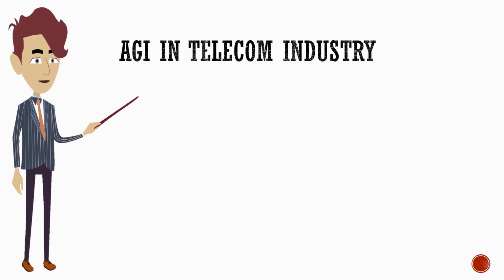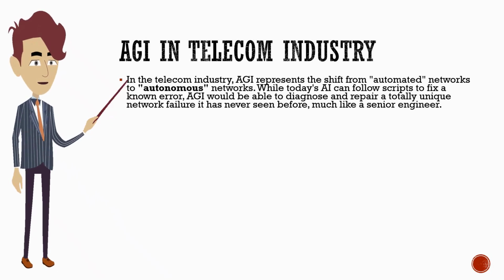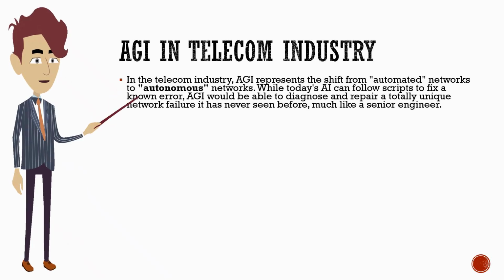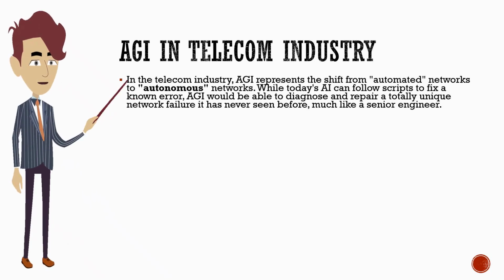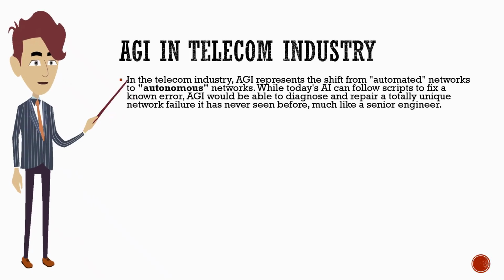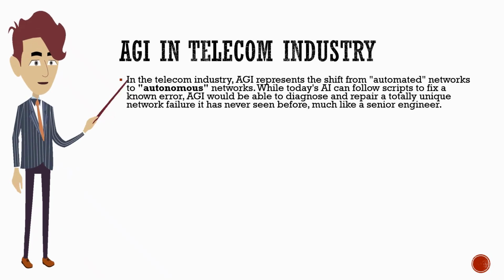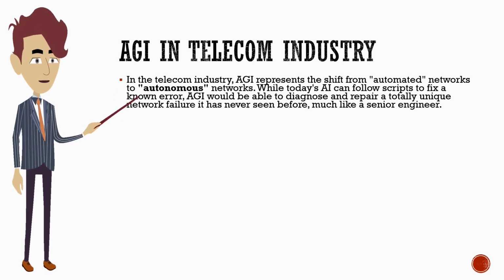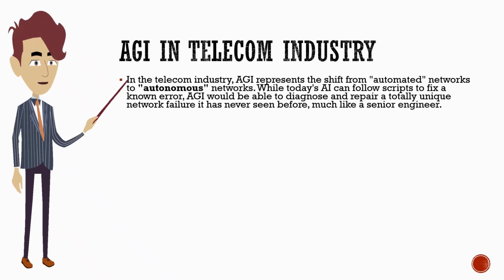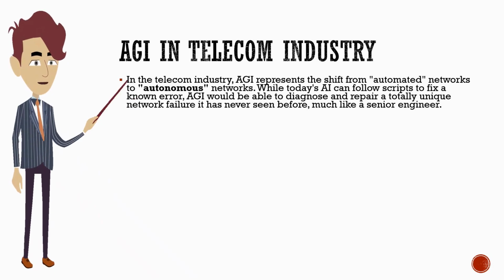So let's see now how AGI is there in the telecom industry. In the telecom industry, AGI represents a shift from automated networks to autonomous networks, right? Today's AI can follow scripts to fix known errors, because we design it in such a way that we can feed it some pre-designed scenarios and what the solution will be. It handles known scenarios, and we go on. When we face newer scenarios, we can improve it. But again, it doesn't adapt to the random scenarios which might occur in real life, right?